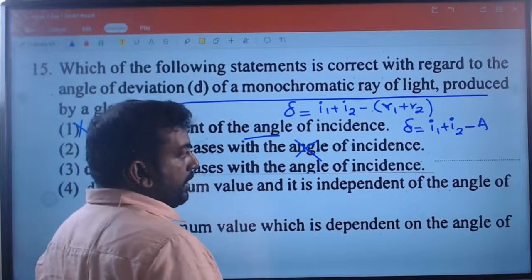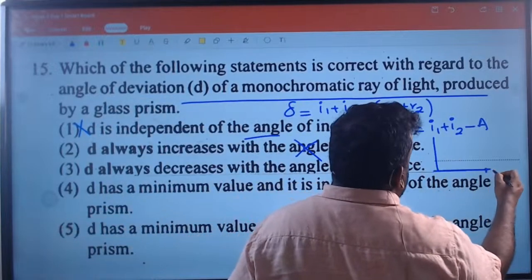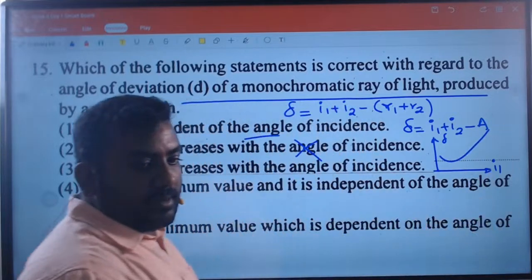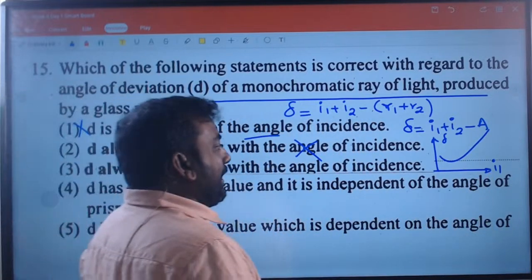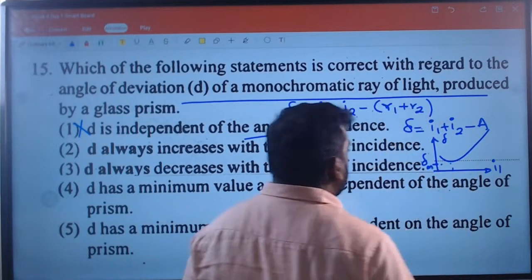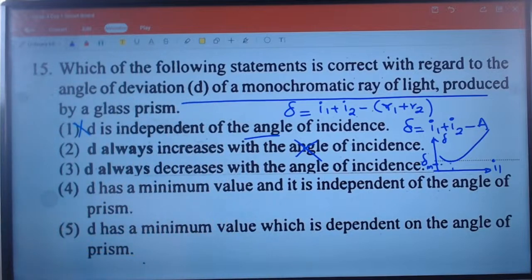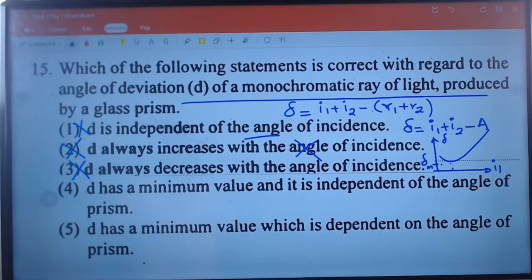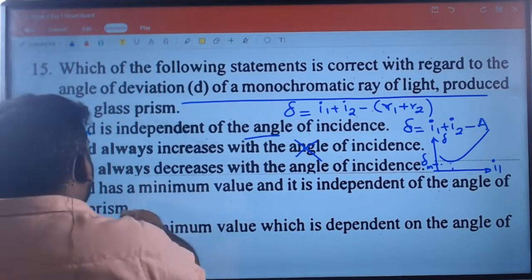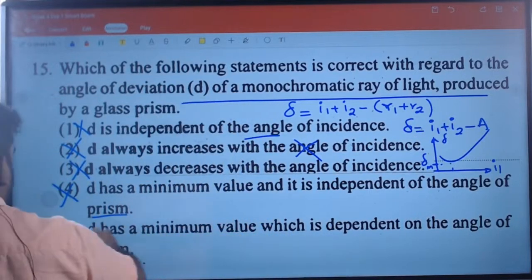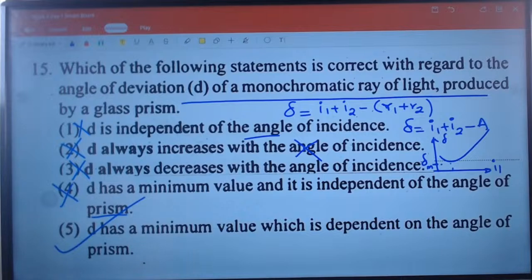Wrong. If I plot the graph of delta against I1, it reduces, then increases. It has a minimum point. D always decreases: wrong. D has a minimum value and is independent of the angle of the prism: wrong, it depends on the angle of the prism. So the correct answer is answer number 5. D has a minimum value which depends on the prism angle.